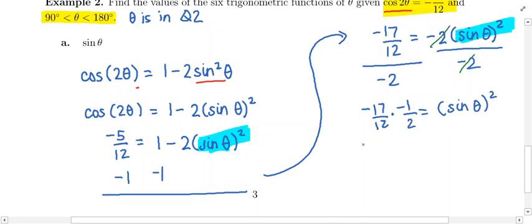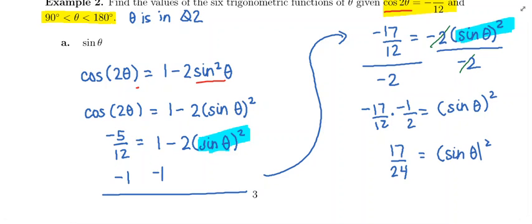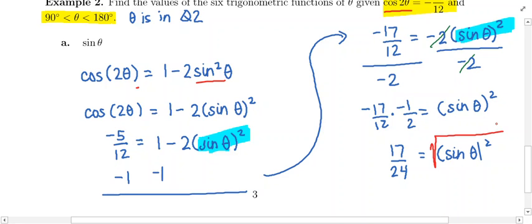Let's simplify this. On the left side, if you just multiply across the top and across the bottom, you're going to get 17/24, positive. That's equal to the sine of theta squared. We want the sine of theta. It's being squared, so to undo that, we have to take the square root. You do it to one side, you have to do to the other. Remember, if you have something squared equal to a number, when you're taking the square root of just the number, you need to put a plus or minus out front.